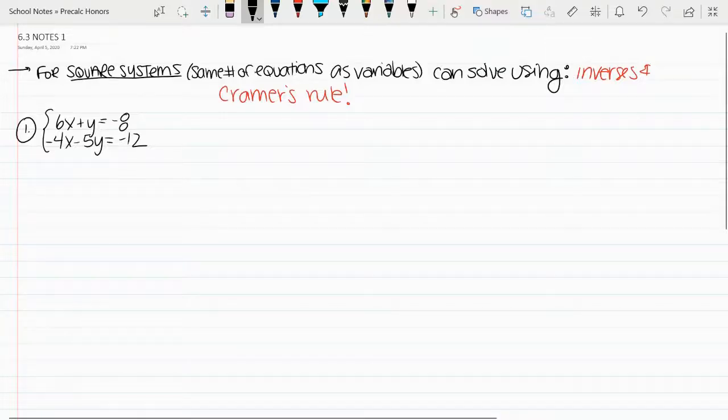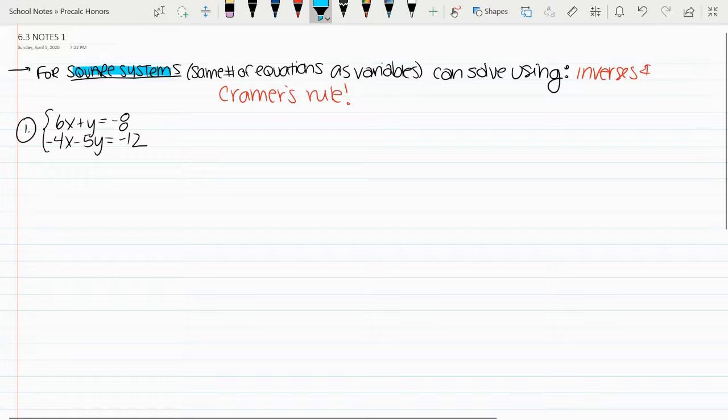Alright guys, so this is a video on solving systems of equations with matrices using inverse matrices. If you have a square system, I wrote up here, so you have the same number of equations as you do variables, which means our coefficient matrix is going to be a square, so a 2 by 2, a 3 by 3, something like that.